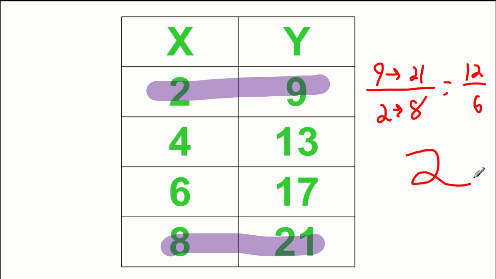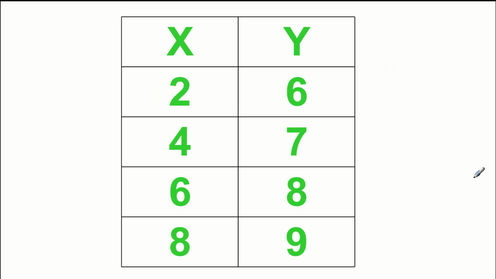No matter what 2 points you use, if you do it correctly, it should be the same slope once you do change in Y over change in X. All right, y'all try that one.